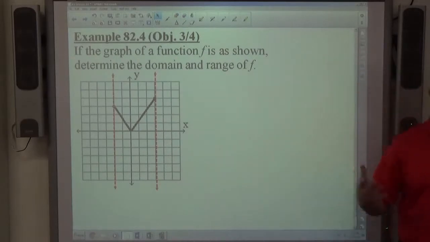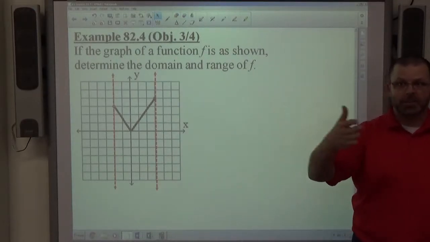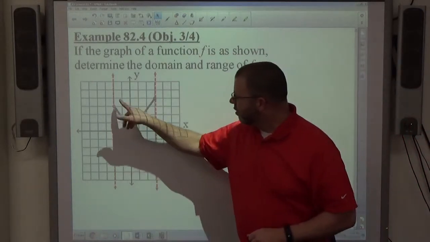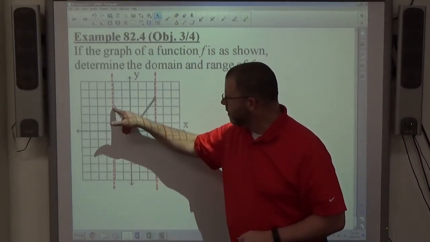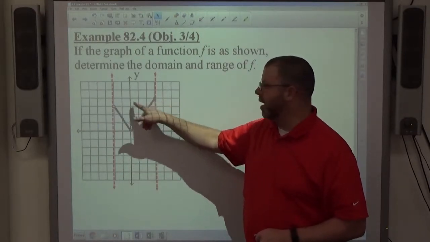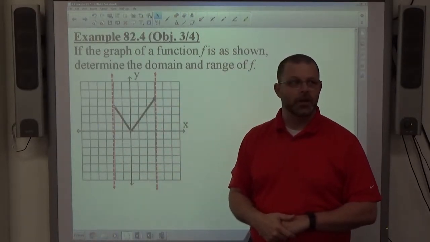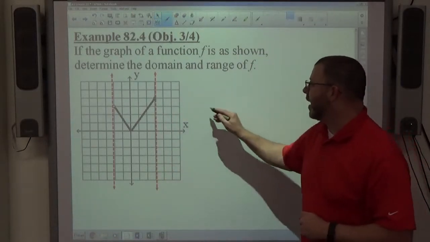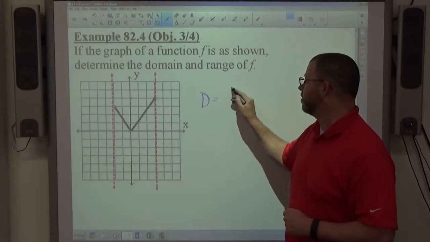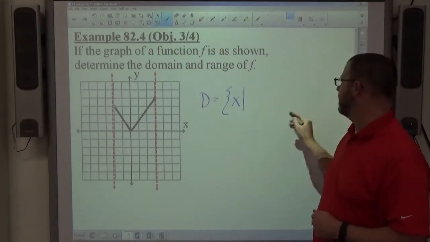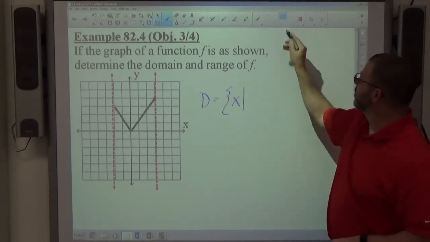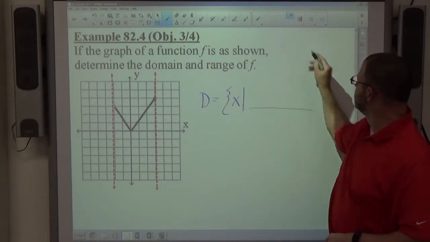What I just got done telling you about domain is that domain's all about the input, the x-coordinate. So looking at the x-coordinates of all the points on this graph, they're starting at negative 2, going all the way up to positive 3. We have an open circle, closed circle. We'll worry about that in a minute. But the leftmost and the rightmost boundaries are negative 2 and positive 3. So if I'm writing out domain, it's going to start off looking like this. Domain is the set of all x values such that, that's how domain always starts off. All we have to figure out every single time in these problems is what goes right here.